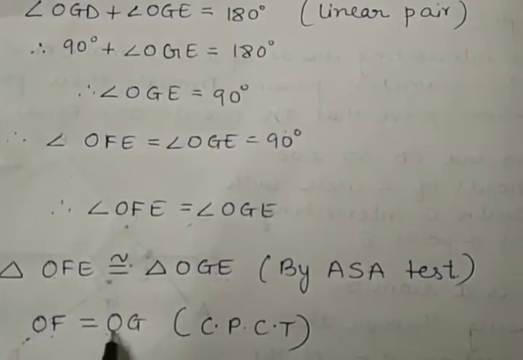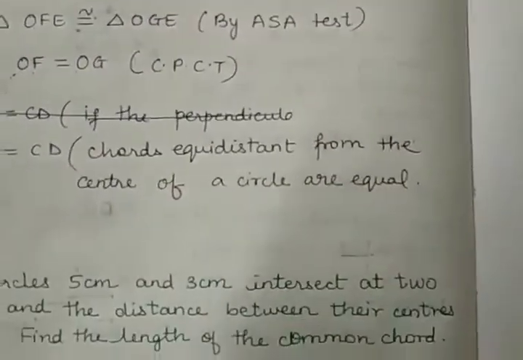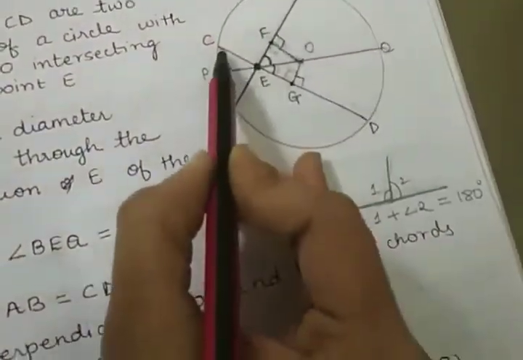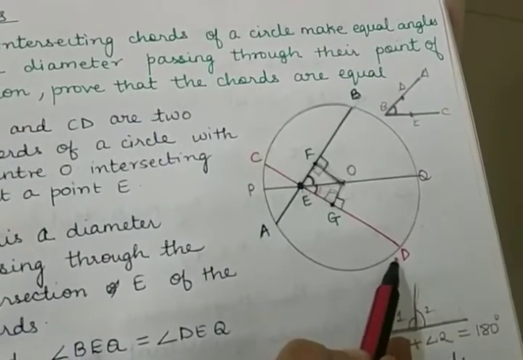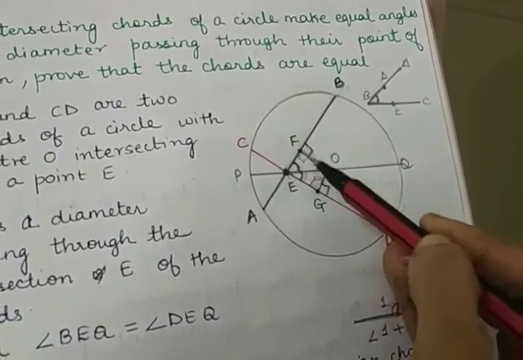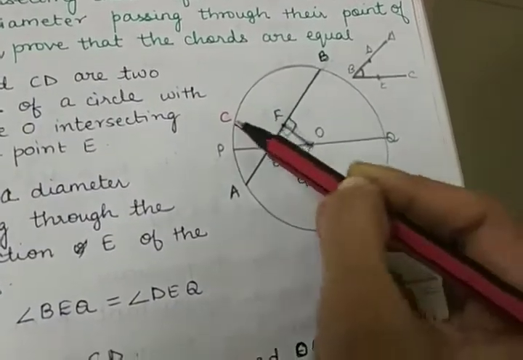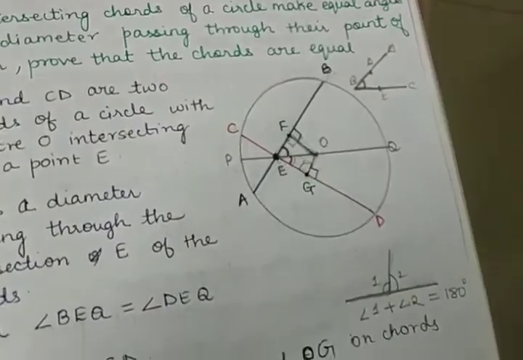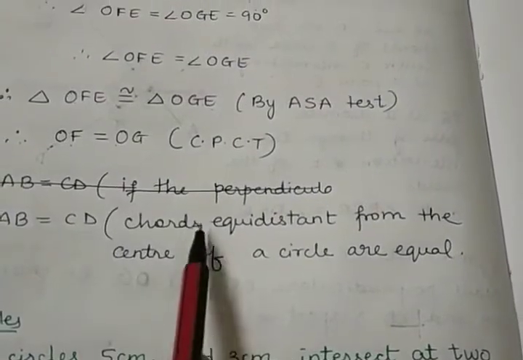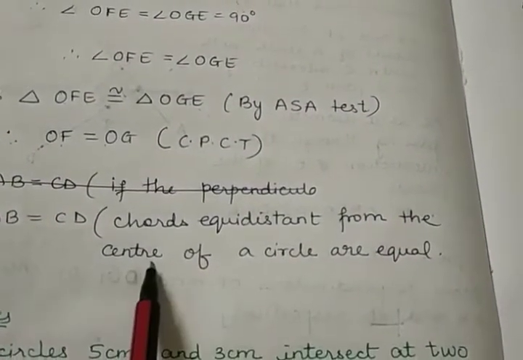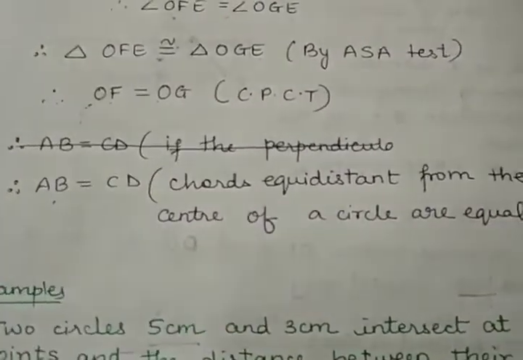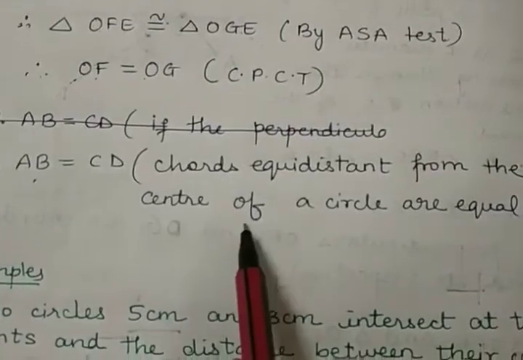Now if OF is equal to OG, then I can say AB is equal to CD. Why? Because we know that if the distances of the chords from the center are equal, then the chords should be equal. This is the theorem that we studied. So from that theorem I can say AB is equal to CD. Chords equidistant from the center of a circle are also equal. So we have proved this with an example of using the theorem.